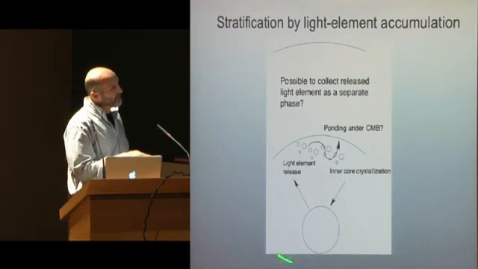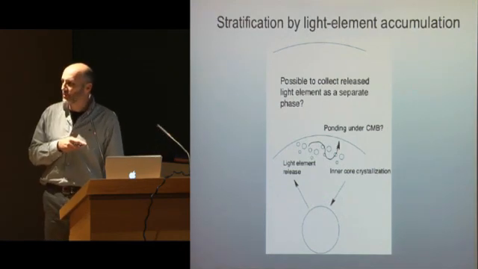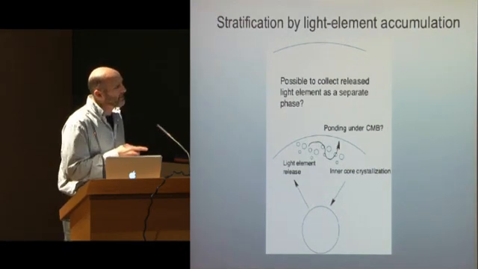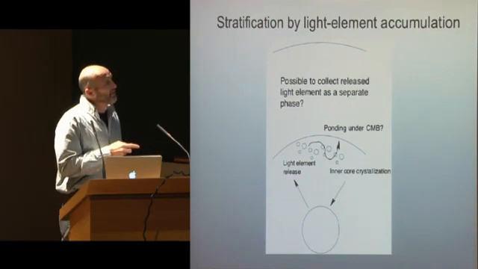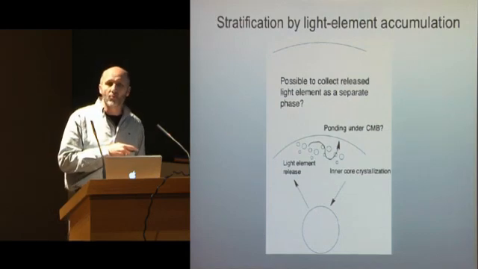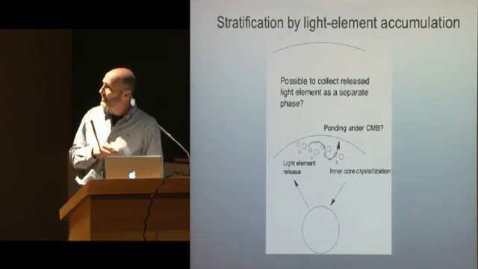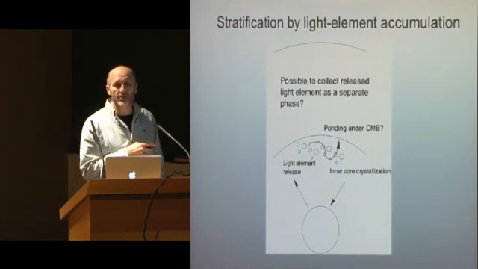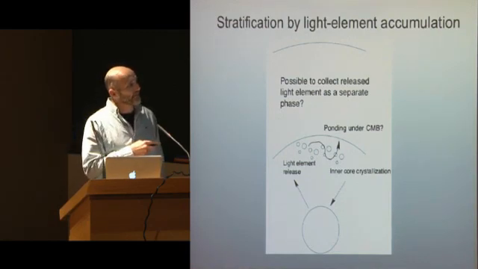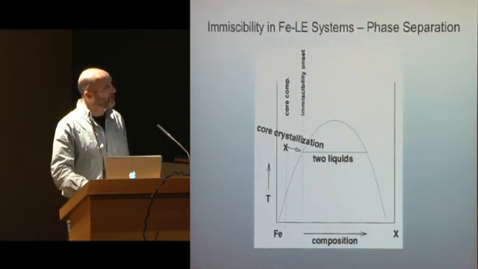And that's because as we crystallize the inner core and we release the light element into the outer core, it's possible that you might have phase segregation of that light element in the outer core if, 1, there's saturation of that phase, and if, 2, there is immiscibility. And immiscibility is something which is very common in iron light element systems. So we'll take a little bit closer look at that.